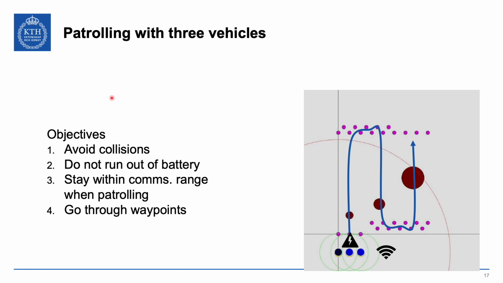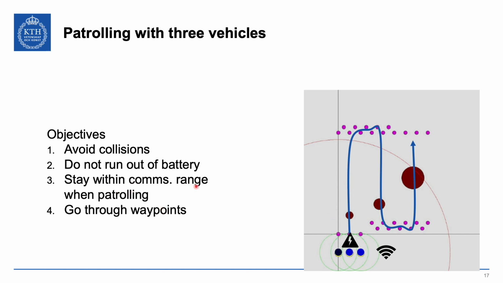So we're going to look at another example. We're going to do patrolling with 3 vehicles. The objectives in this example are to avoid collisions and not run out of battery. So basically we're going to start with 3 vehicles down here. We want to do some kind of patrolling in the area here. There's going to be some obstacles that we need to avoid. Do not run out of battery. So the charger is going to sit here at the start. So at some point we need to go back and recharge.